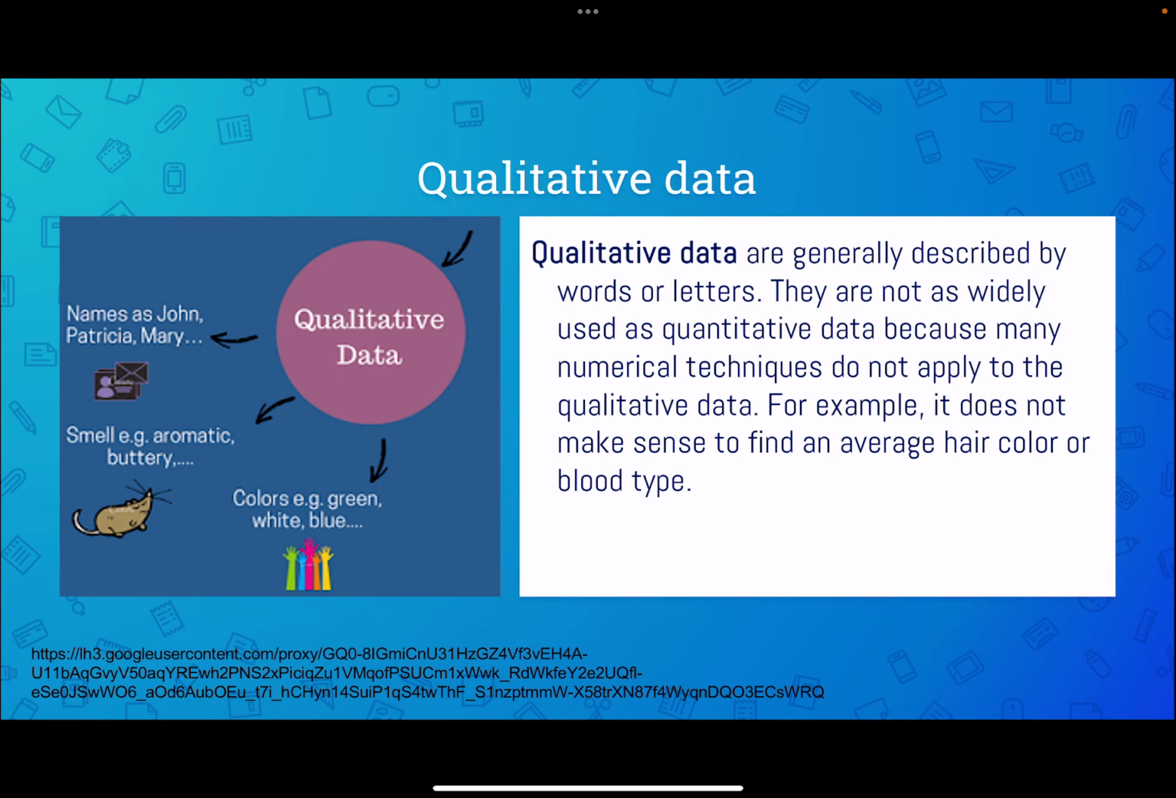Qualitative data is usually described in words or letters. It is not used as widely as quantitative data because it usually doesn't make sense to find the average or medians or standard deviations for hair color or blood type. Hair color is qualitative data, blood type is qualitative data. Also, names, smells, colors, how you're feeling, what is your perception, are all examples of qualitative data.